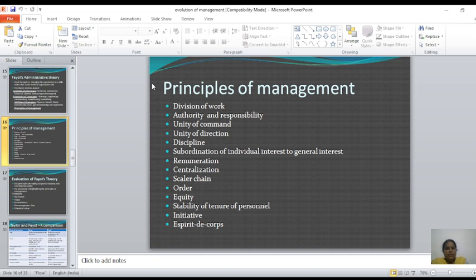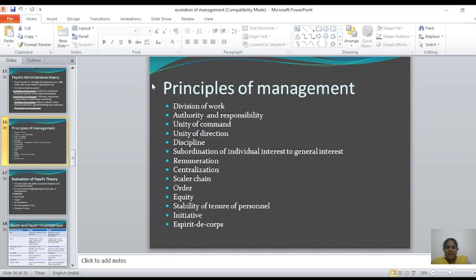Next is the remuneration of employees. The remuneration provided to the employees must be satisfactory for both employees and the management. For example, if an organization earns higher profits, then it should share some of it with the employees in the form of a bonus. The next one is centralization. What is centralization? A proper balance must be there between centralization and decentralization. It generally refers to the concentration of authority at the top level.